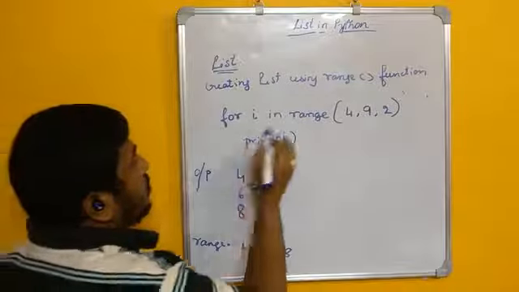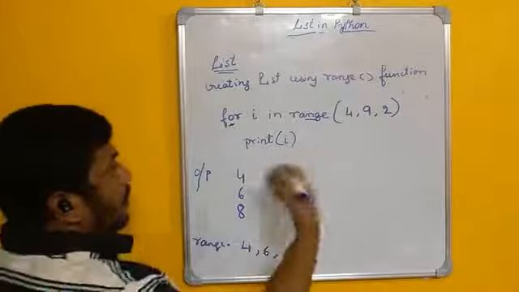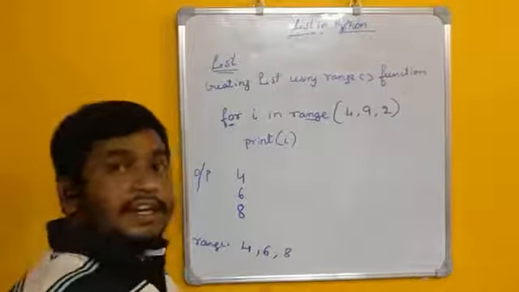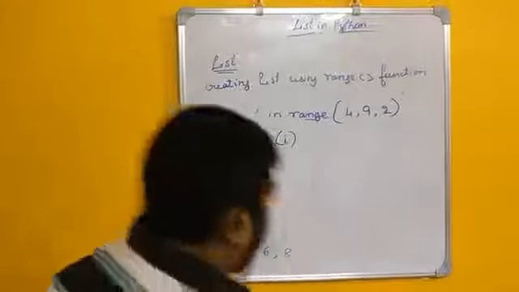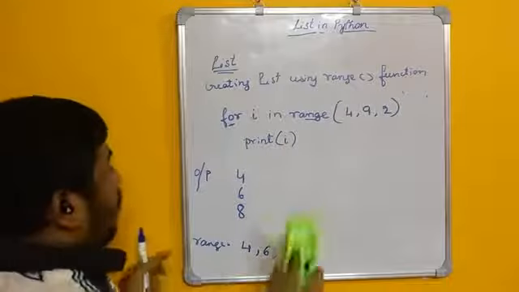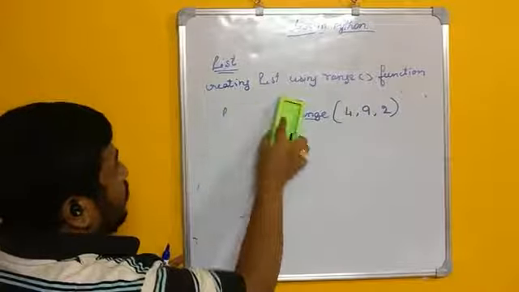We have used range with the for loop. So if we want to print the range-generated elements, we have to use it in a for loop, while loop, or any loop, or with a list. I will see how to use it with the list also.